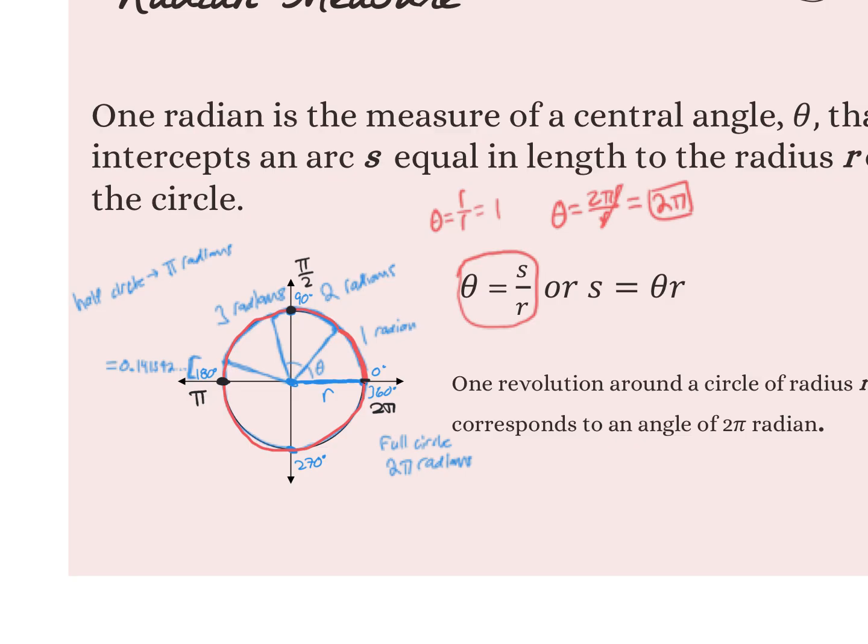And if I do the same thing at 270 degrees, you guys can do the math to confirm this, we're going to get 3 pi over 2. Sorry, I don't know why the 3 looks like that. 3 pi over 2.